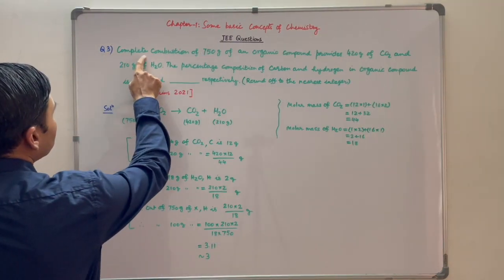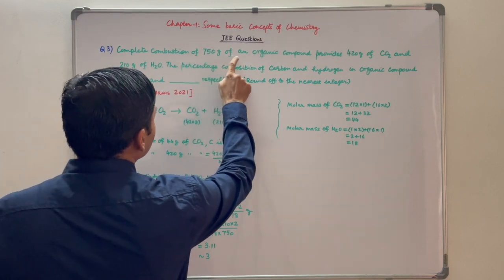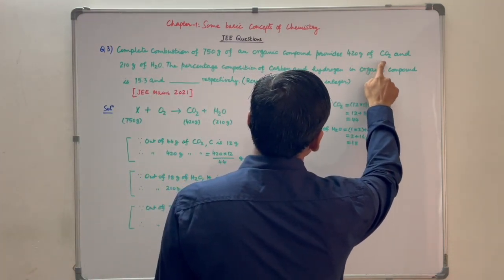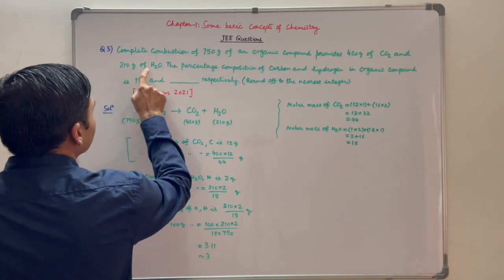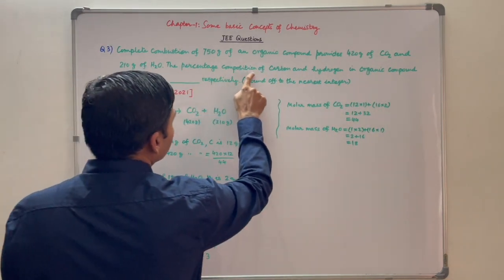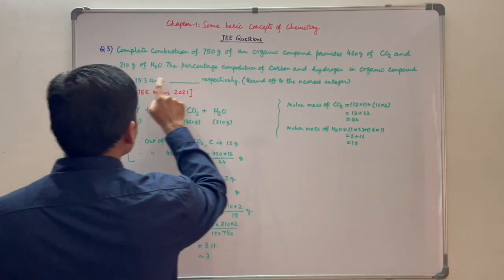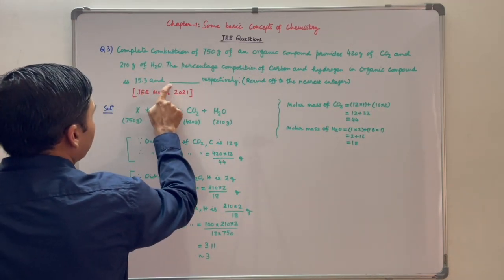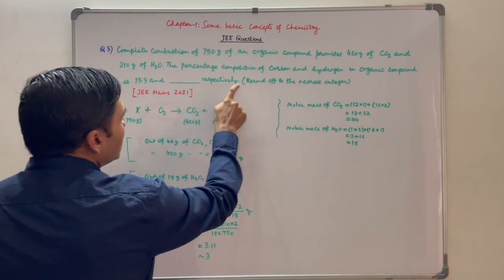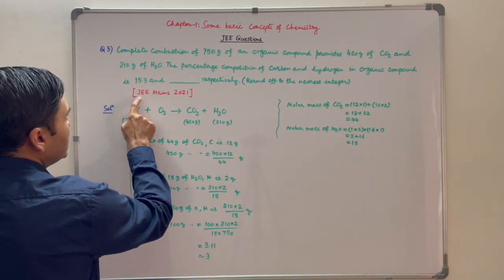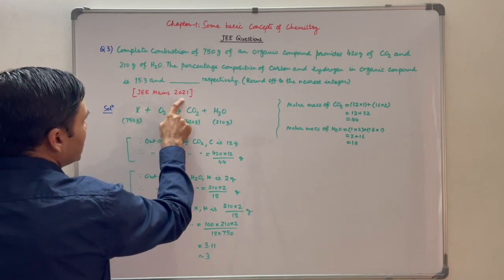Third question: complete combustion of 750 gram of an organic compound provides 420 gram of CO2 and 210 gram of H2O. The percentage composition of carbon and hydrogen in the organic compound is 15.3 and dash respectively. Round off to the nearest integer. This question appeared in JEE Mains 2021.